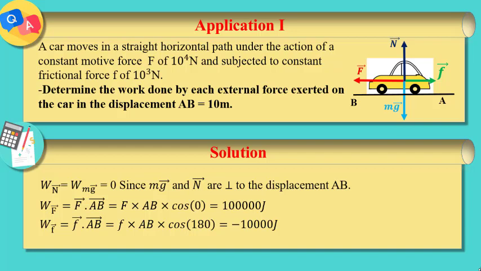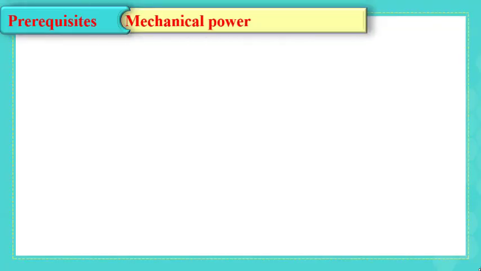So the work done by the normal reaction and the work done by mg is zero since mg and N are perpendicular to the displacement AB. While the work done by the force F, the force of the motor, is F dot AB, following the rule F AB cosine 0. The answer is 100,000 joules. The work done by friction is f vector dot AB vector. And here the angle between f and AB is 180 since f and AB are opposite vectors. So the answer is negative and it is minus 100,000 joules.